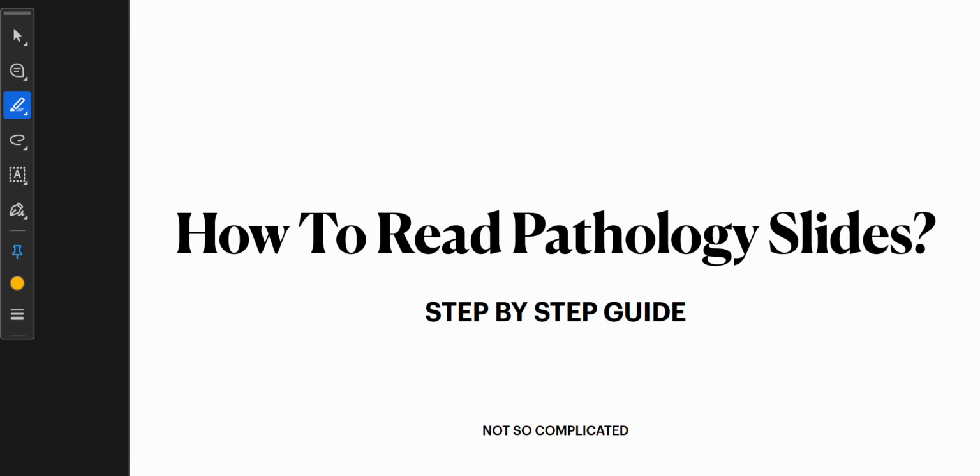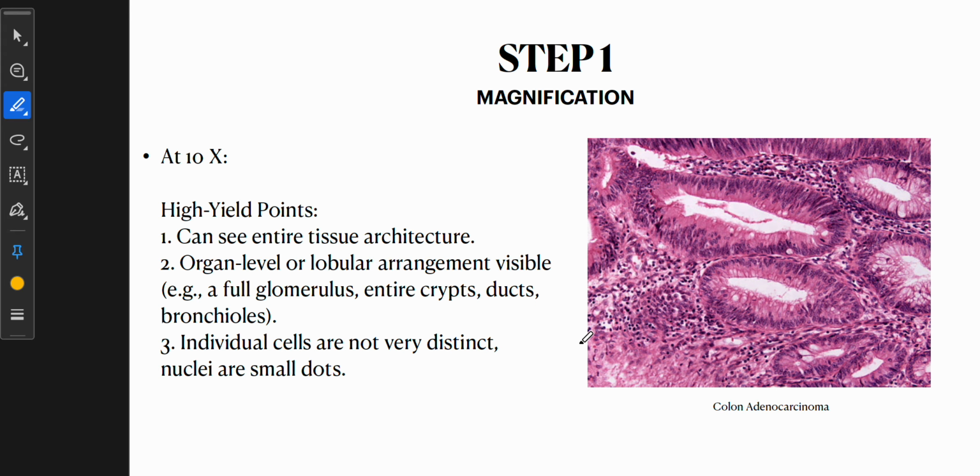Have you ever stared into a histopathology slide and wondered what the hell am I looking at? Yes, I can relate to that too. So I have brought this step by step guideline on how to read a pathology slide, since this is a global problem. So let's begin. There are many steps.